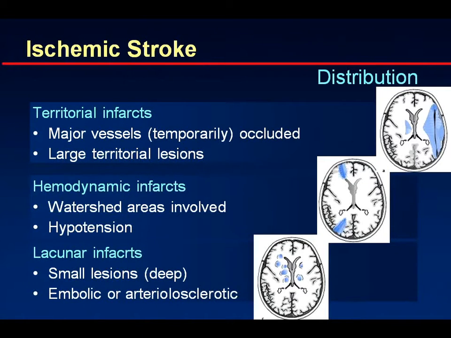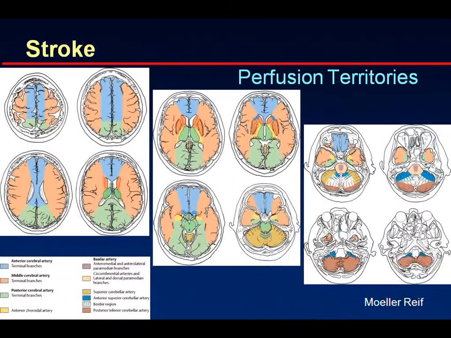Lacunar infarcts are small lesions, usually in the deep white and gray matter, and they can be either embolic or arteriosclerotic, depending on the origin. So small vessel disease can cause that, but also small emboli, a shower of small emboli might also cause that.